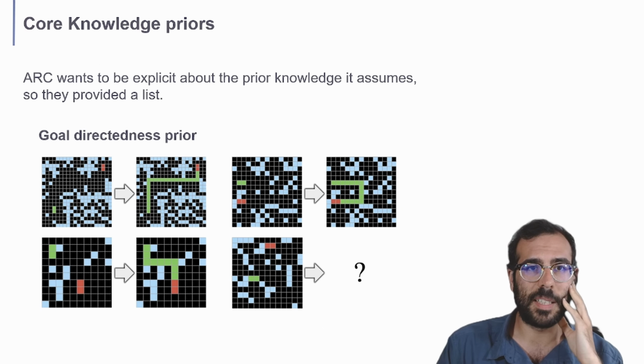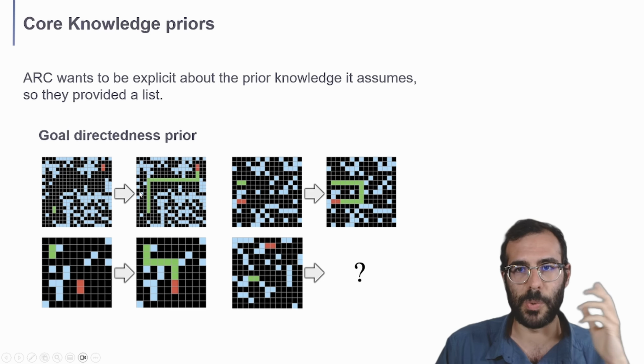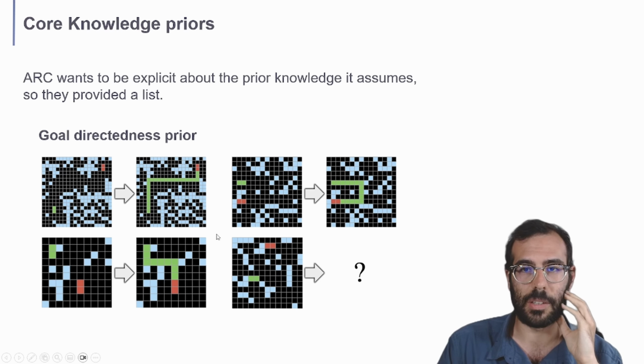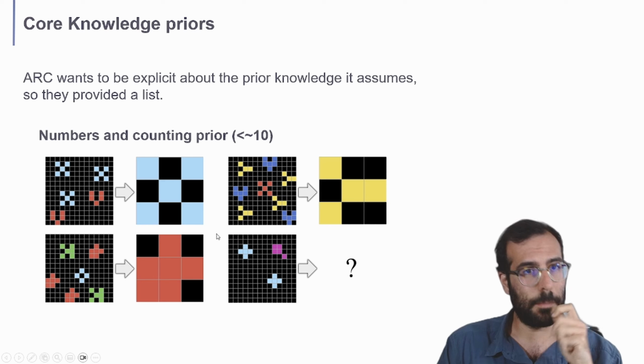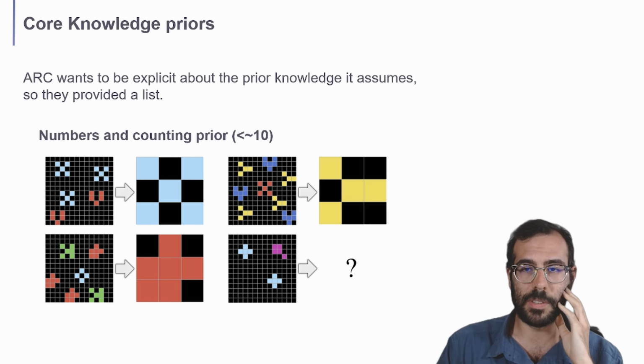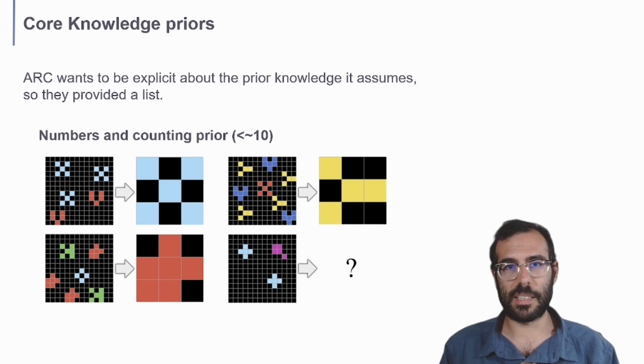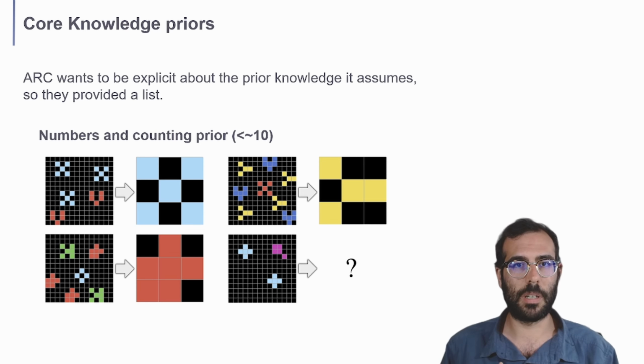Another prior is the goal directedness prior, where you can see these constructions which go from one point to the other. So in this case, you have this line which keeps going until it encounters an object, then changes direction, and keeps doing this until it ends up on the object it's trying to reach. Then you have numbers and counting priors, so your system must be able to manipulate number concepts and count objects. And usually it's small numbers up to more or less 10.